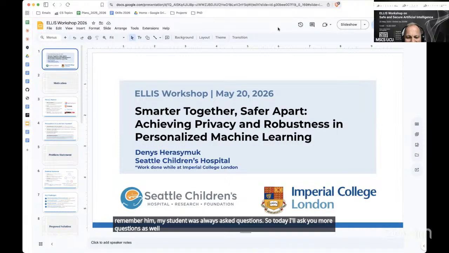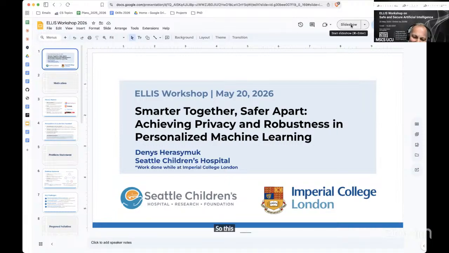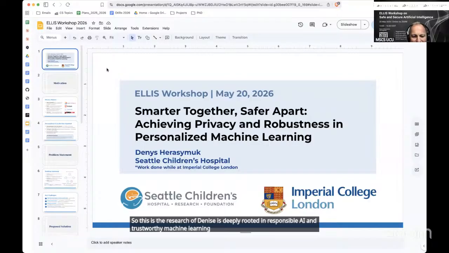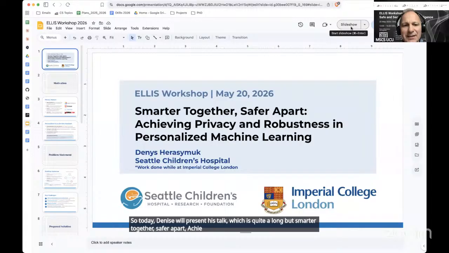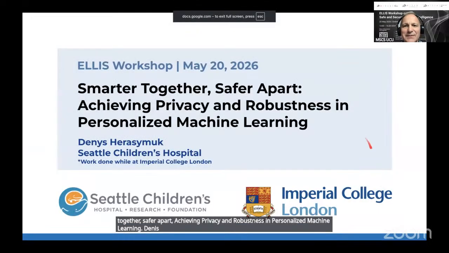The research of Denis is deeply rooted in responsible AI and trustworthy machine learning, with a special focus on responsible model selection. Today, Denis will present his talk, which is quite long: Smarter Together, Safer Apart: Achieving Privacy and Robustness in Personalized Machine Learning. Denis, the floor is yours.